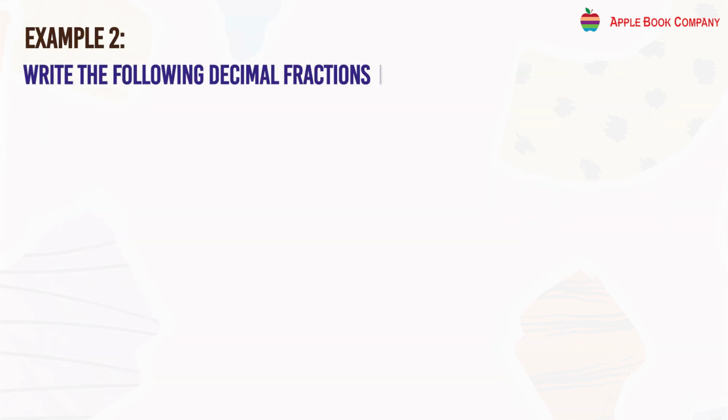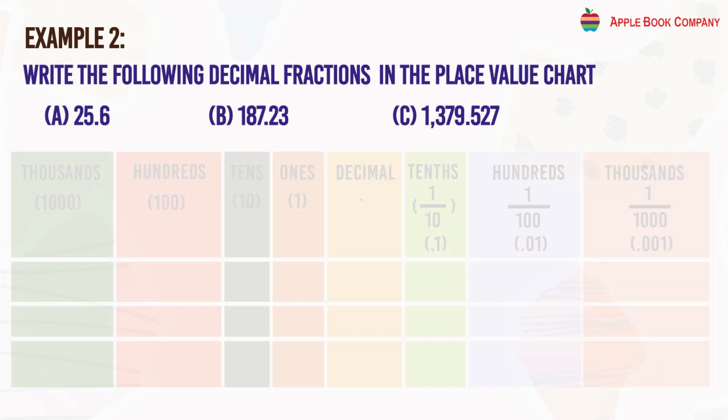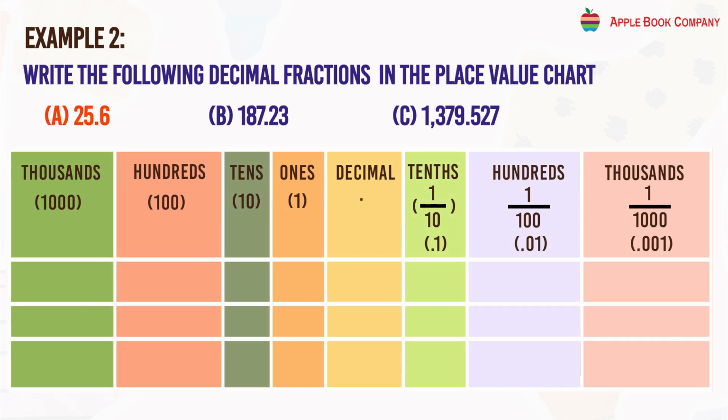Example 2. Write the following decimal fractions in the place value chart. A. 25.6, B. 187.23, C. 1379.527. Solution. Problem A, 25.6. Write down 2 in tens, 5 in ones, put a point, and in tenths, 1 by 10, put 6.